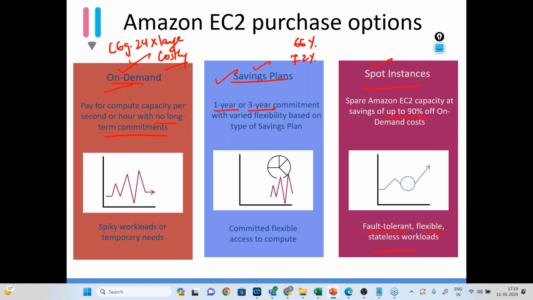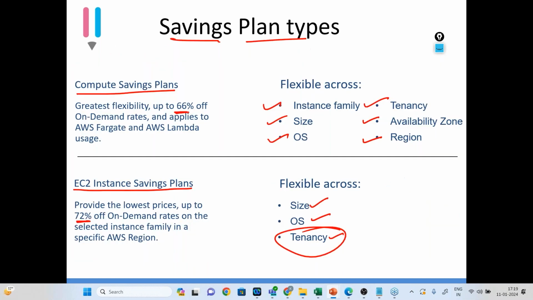So you can get up to 90% discount, but your workload should be fault tolerant. Spot itself is a big topic to discuss, so we cannot discuss more on it, but yes, it's a big topic. So that was all about pricing.